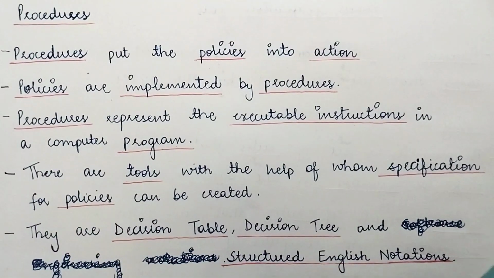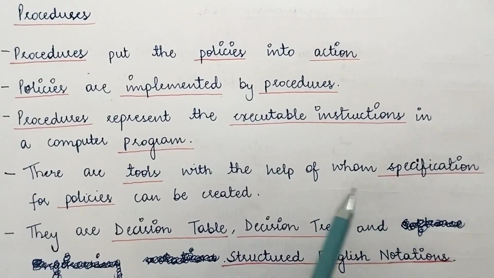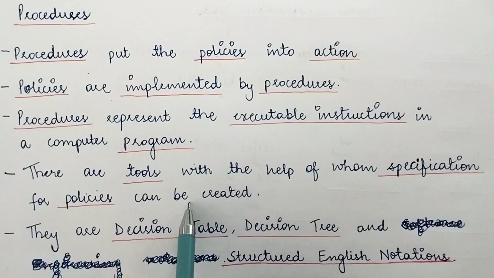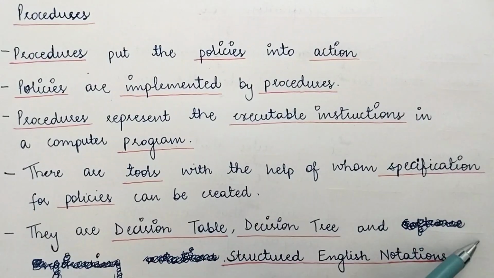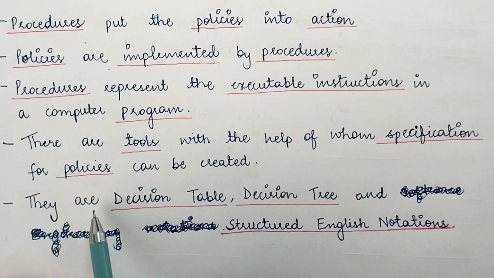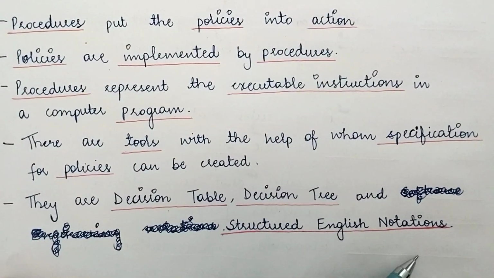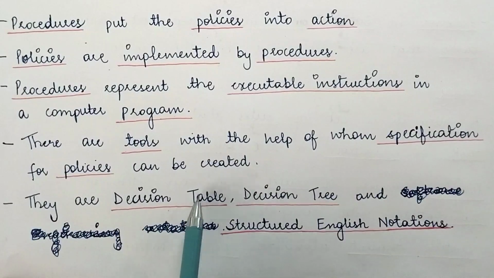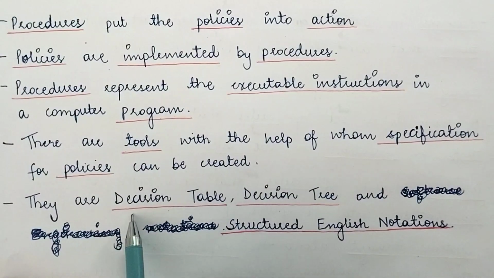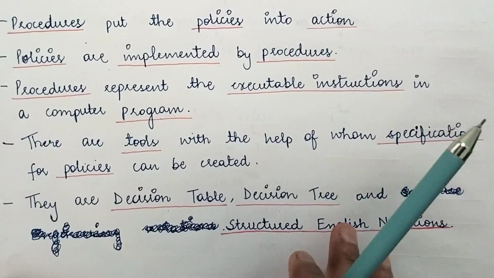There are tools with the help of which specification for policies can be created. And these tools are decision tables, decision trees, and structured English notation. In today's video, the tool that we are going to study is the decision table.